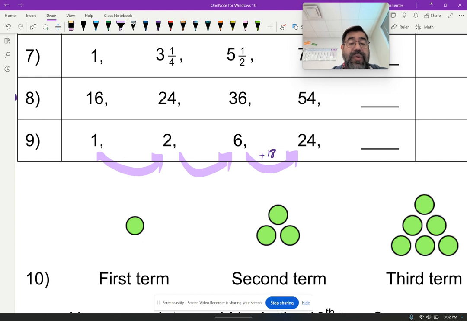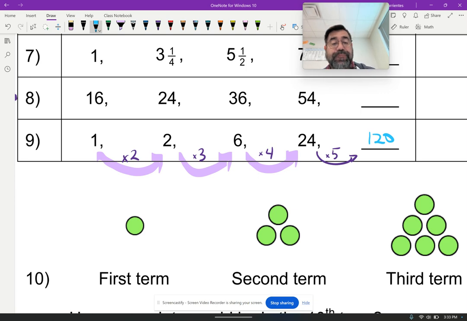Okay, so does that mean we multiplied by something? I don't know. To get from 1 to 2, we multiplied by 2. To get from 2 to 6, we multiplied by 3. To get from 6 to 24, we multiplied by 4. Do you notice a pattern now? 2, 3, 4. What would be the next number that we would multiply by? Did you say 5? Because I think it is. If you multiply by 5, then that's going to get us to 120, and that is the fifth term.